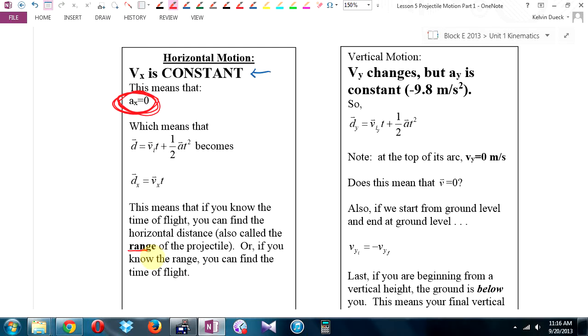Vertically, we have a changing velocity, but the acceleration is constant. Good old negative 9.8 meters per second squared. That means, and you'll notice I wrote here little y's, that vertical displacement is initial vertical velocity t plus a half. You know what? I should have even put a little y on that acceleration to remind myself that that's important. Vertical, vertical, vertical, vertical, vertical.